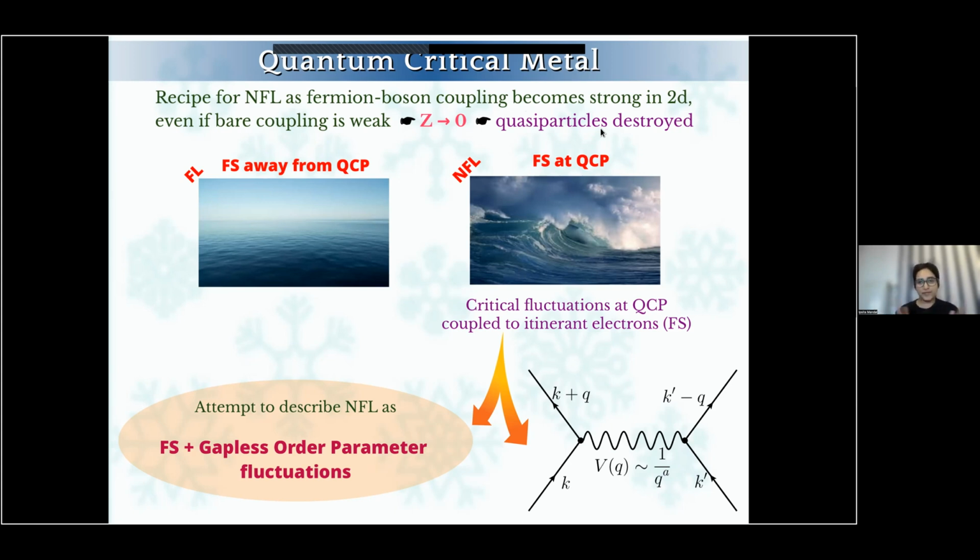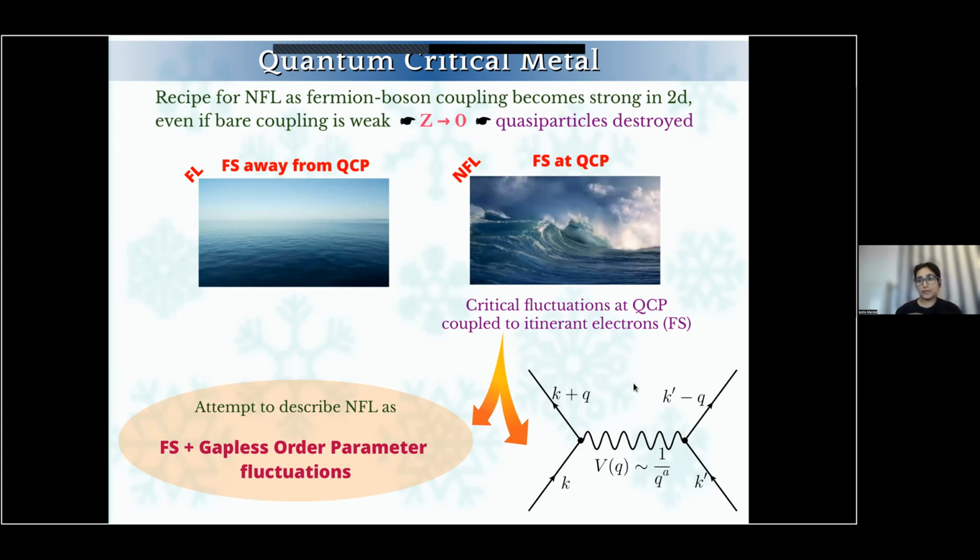Now, intuitively, we can think of this picture: when we are considering the Fermi surface much away from the quantum critical point, it looks like this calm sea. But as we are approaching the quantum critical point, it undergoes violent fluctuations so that it looks like this violent and stormy sea. Basically, what is happening is the critical fluctuations at the quantum critical point coming from the boson that is coupling to the itinerant electrons on the Fermi surface.